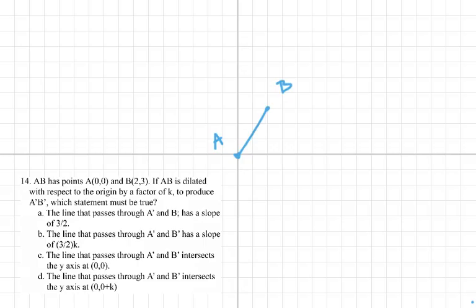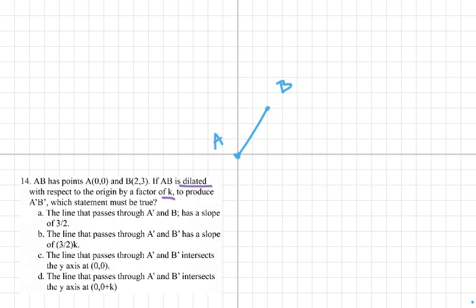Alright, I think this one is a hard problem. So AB has points, blah blah blah. If AB is dilated, so remember, that means that you have a size transformation, dilated with respect to the origin by a factor of k, it doesn't actually give you a value. You can always just pick one. To produce A prime, B prime, which statement must be true?